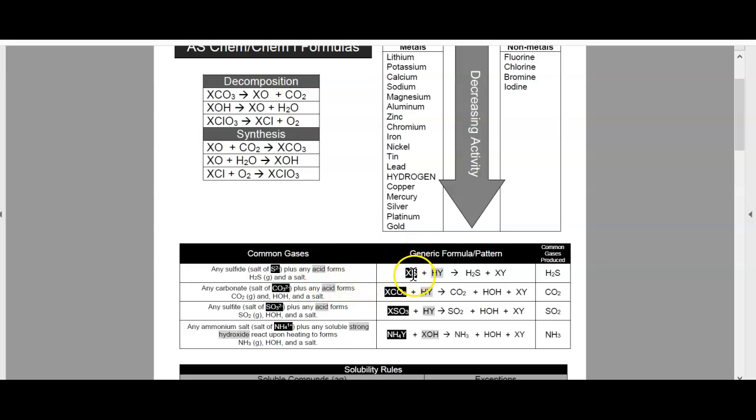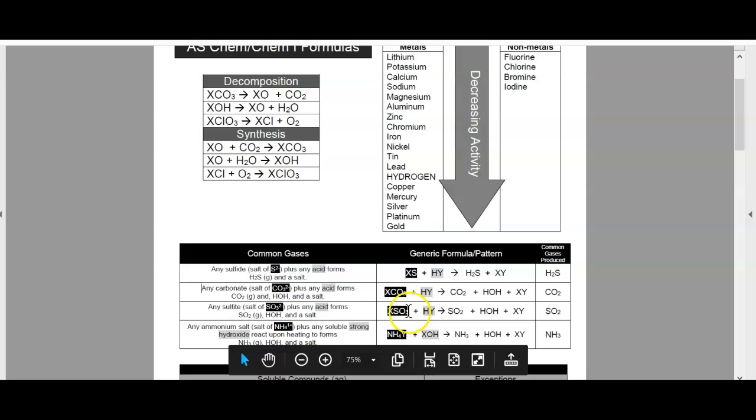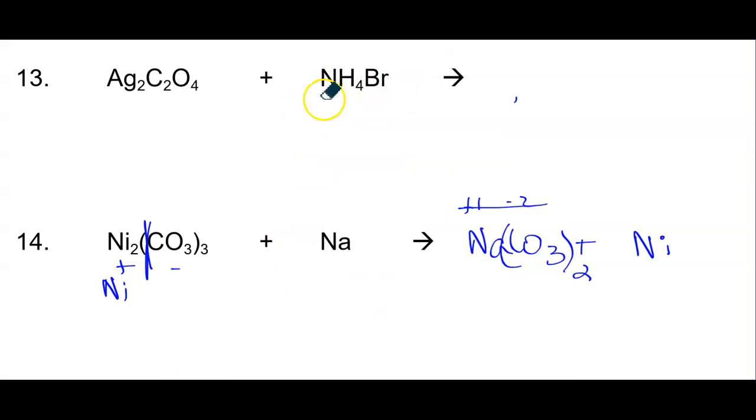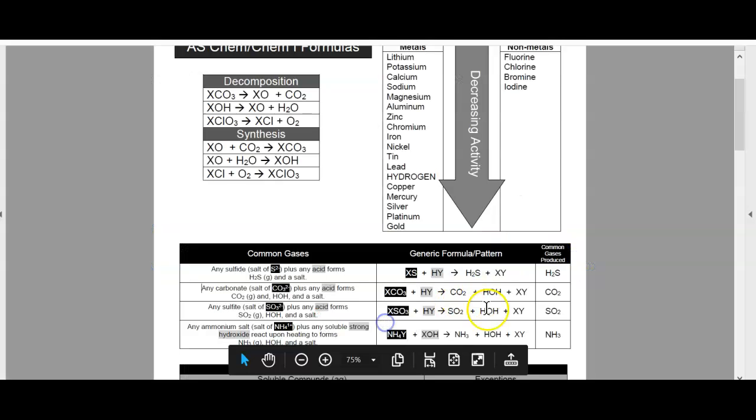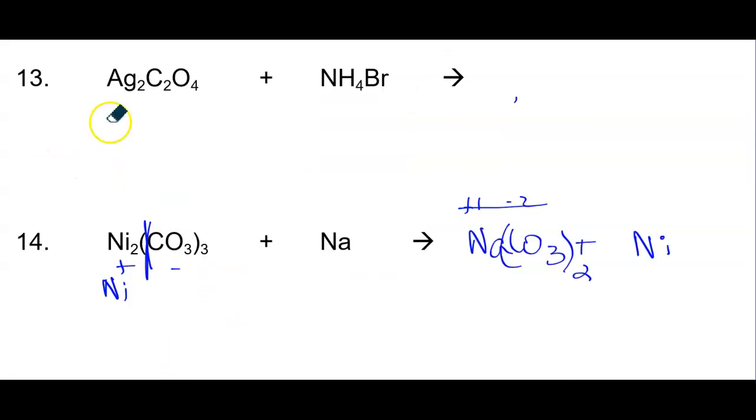Okay, we're going to see, does anything end in an S? Nope. Does anything end in a CO3? Nope. Does anything end in SO3? Nope. Does anything start with an NH4? Yes. So we see that we have an NH4 start, but in order to use this, we also have to have an XOH, something with a hydroxide. We do not have something with a hydroxide, therefore it is simply a double replacement. So we're going to bring over our ions, our negatives. I like to say I anchor the backs and switch the fronts.